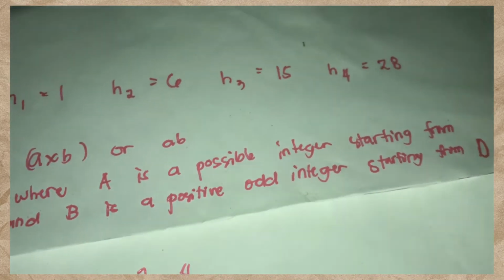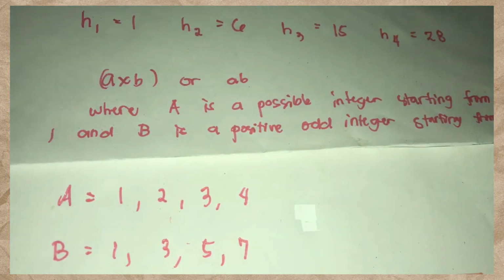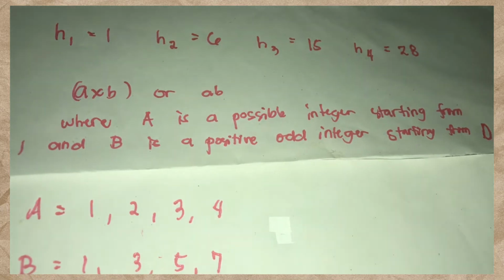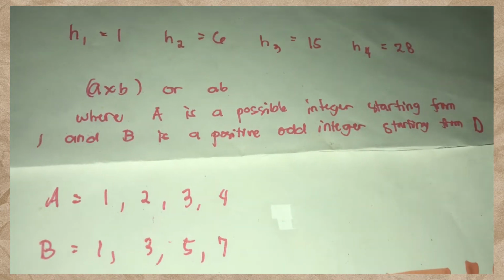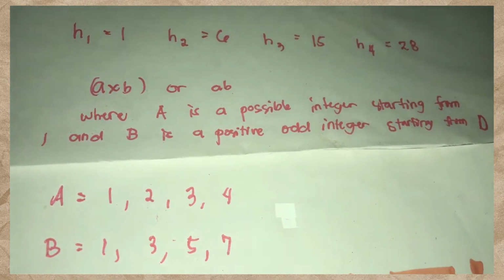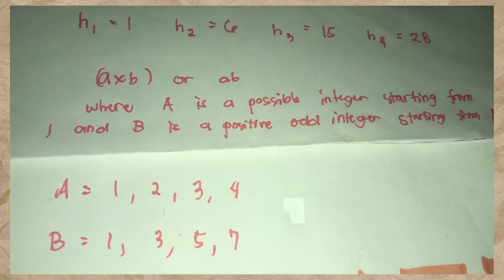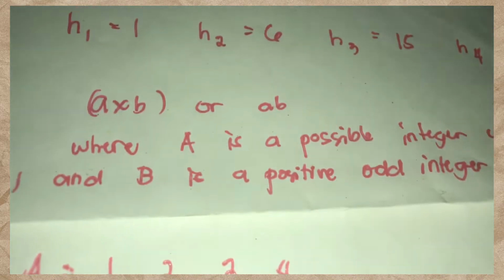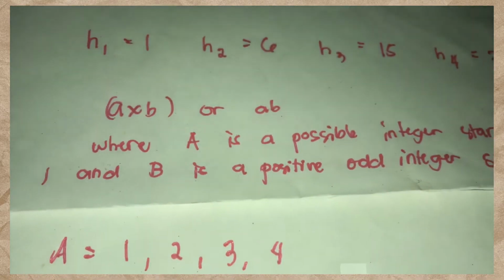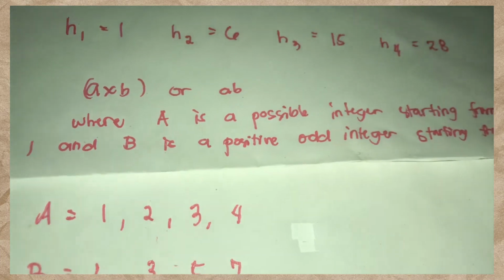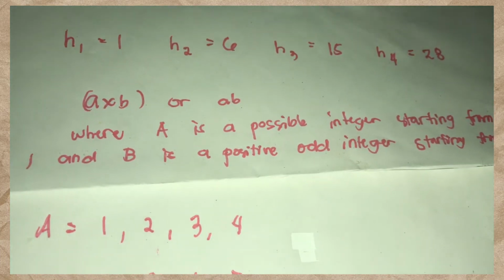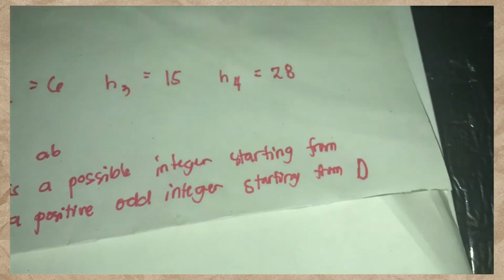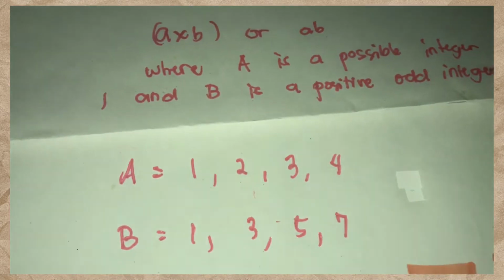So I used two equations or two formulas for this to obtain or predict the number of dots on the next hexagonal pattern. What I used first is this, a times b, or ab, where I let a be a positive integer starting from 1 and b a positive odd integer starting from 0 or 1. So this is how I come up with the answer.